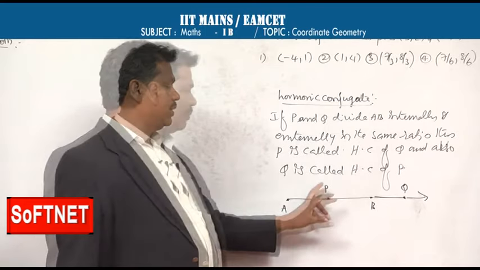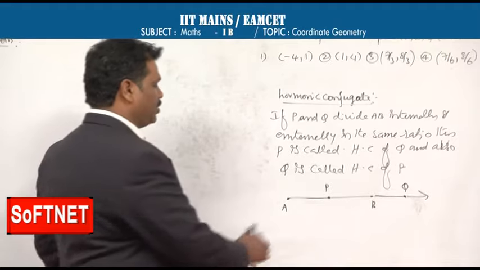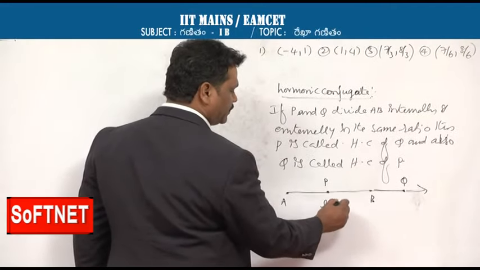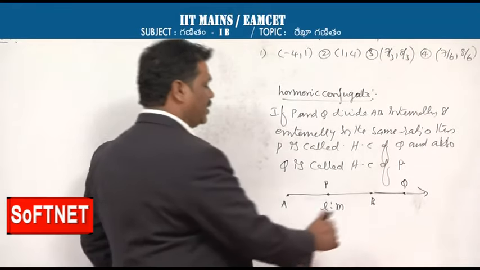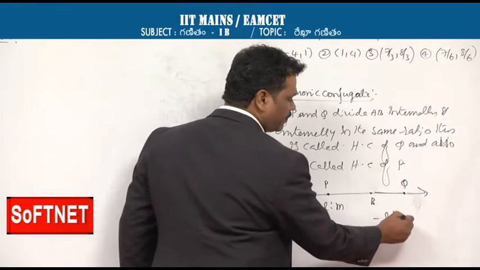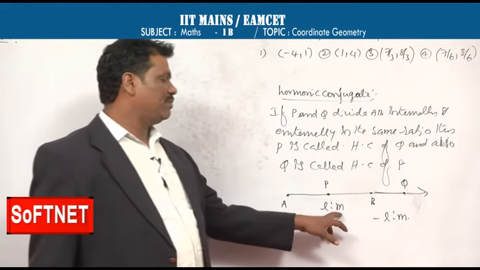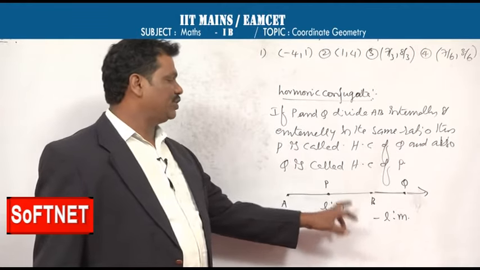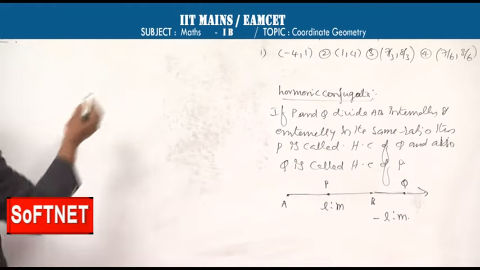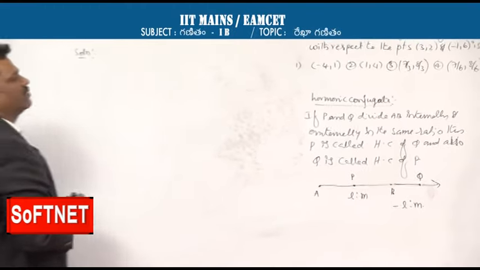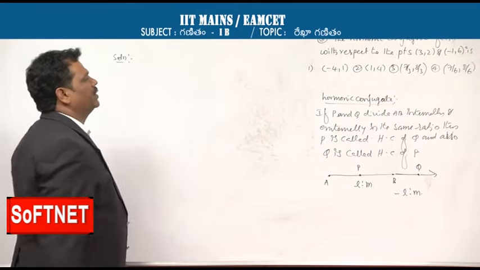For example, if P divides the straight line AB in the ratio L is to M, then the harmonic conjugate ratio is minus L is to M. Now, what is the harmonic conjugate of (4, 1) with respect to the points (3, 2) and (-1, 6)? First we have to find the ratio.